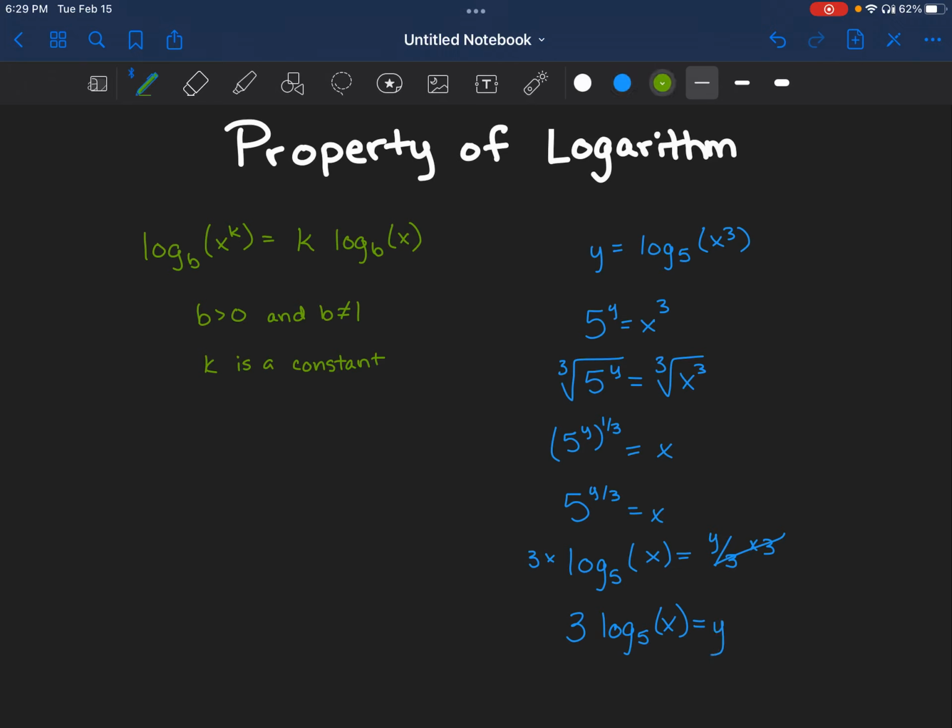Now, both of these are equal to y, which means that this expression and that expression are the same. So it is true to say that log base 5 of x cubed equals 3 log base 5 of x. And this is going to work no matter what. So again, if there's an exponent up here, you can pull it out and make it a coefficient instead. And that's going to be true no matter what.